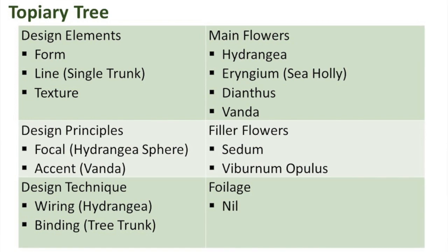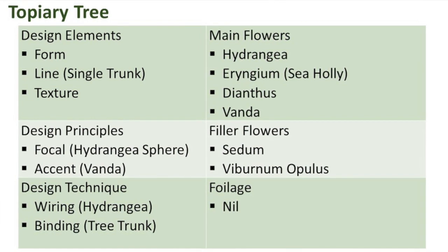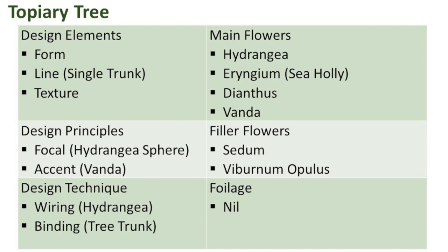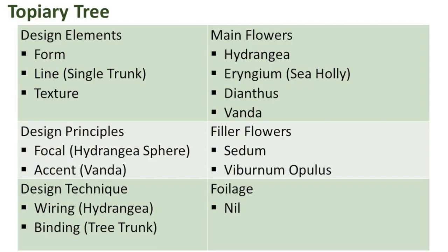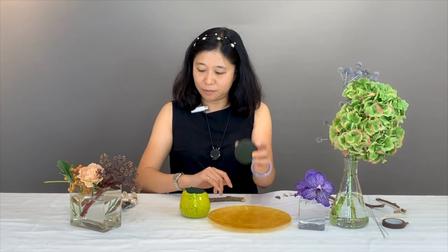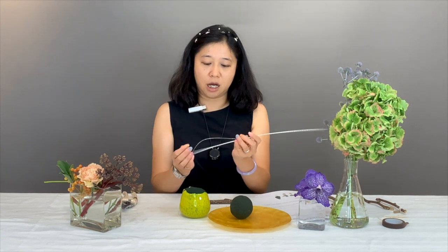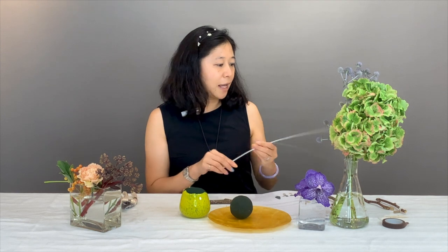Of course, when you are at home, remember to soak it in water so that it gives moisture to the flowers that you put in. And also we have, I think, a 7 cm flower foam ball. This is going to be the form that you are going to make. And I think we also prepared some wire, which is number 26 wire for wiring the hydrangeas.